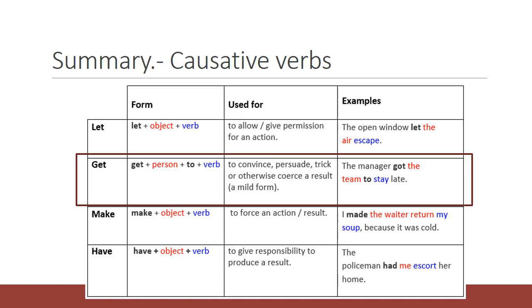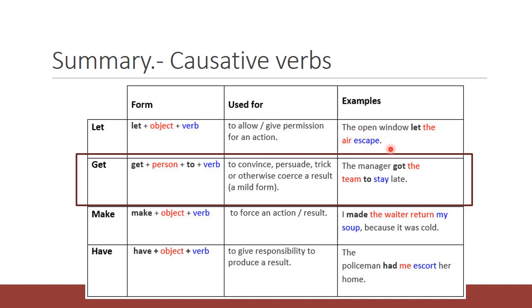Just to finish, we're going to summarize. Remember that in English we have causative verbs and we have two groups. The first group where we have the verbs let, make, have, and help, that doesn't need the preposition to. And the second group where we have the verbs get, ask, tell, and want. So with let, remember it is let plus the object plus the verb. It means to allow someone to do something or give permission for an action. The open window let the air escape.